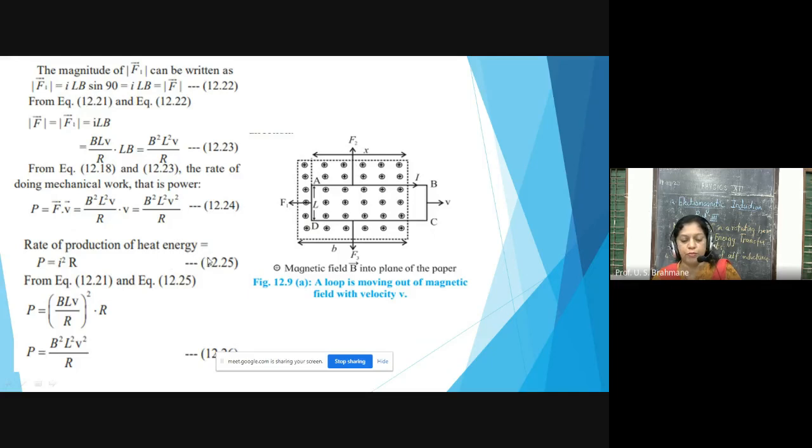So this is a very important equation, children. So please derive this equation. Sometimes this question is asked for 4 marks in the board exam.